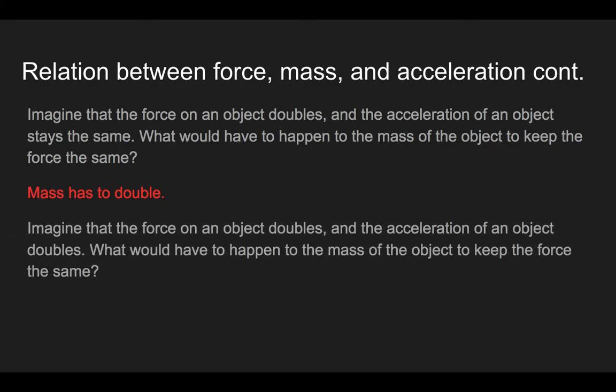So the next one is, imagine that the force on an object doubles, but the acceleration this time is doubling. What would have to happen to the mass of the object? Well, if the acceleration is already doubling, which accounts for the force that is doubling, the mass would have to stay the same.